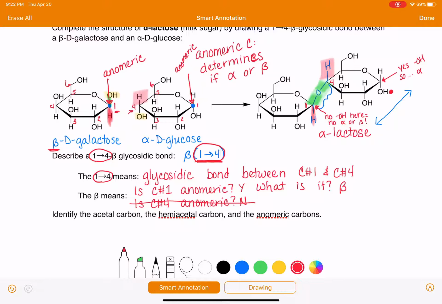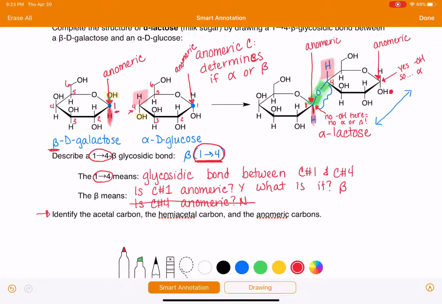Last question on this one, identify the acetal carbon, the hemiacetal carbon, and the anomeric carbons. Okay, so we already found the anomeric carbons. We're doing this for the disaccharide. All right, so where are the anomeric carbons? The anomeric carbons are the carbons that dictated the alpha or beta designation back when it was a monosaccharide. So here's an anomeric, from when it was a monosaccharide. There's our anomeric carbons.